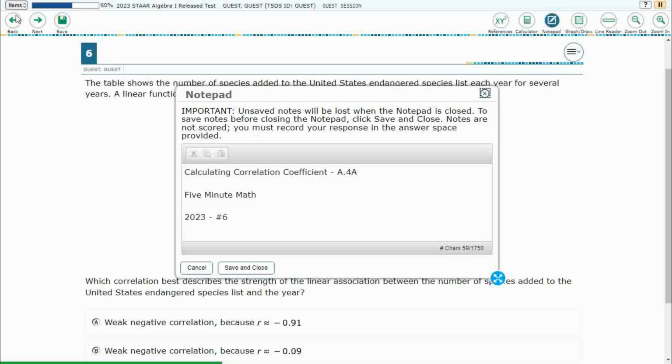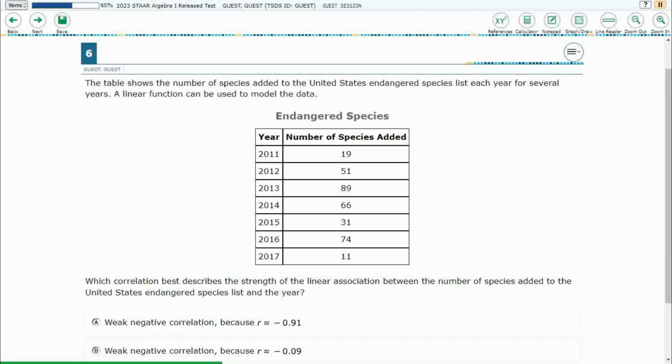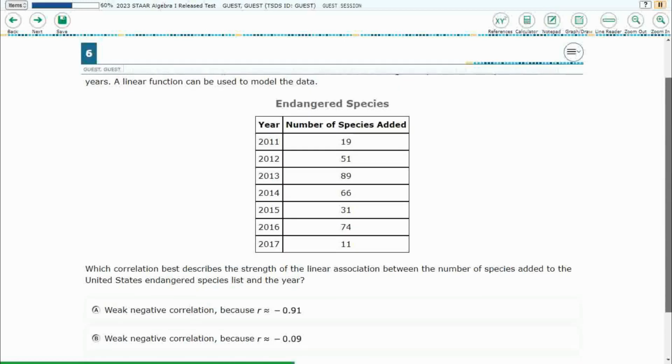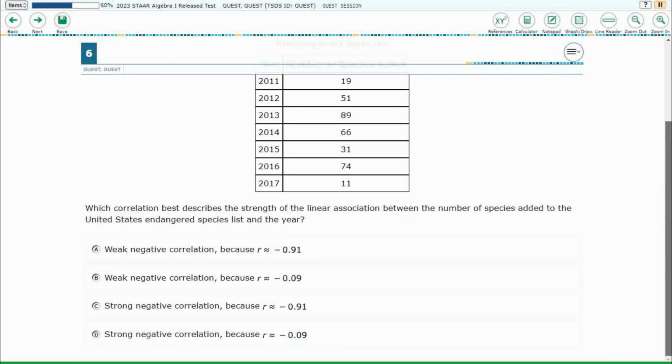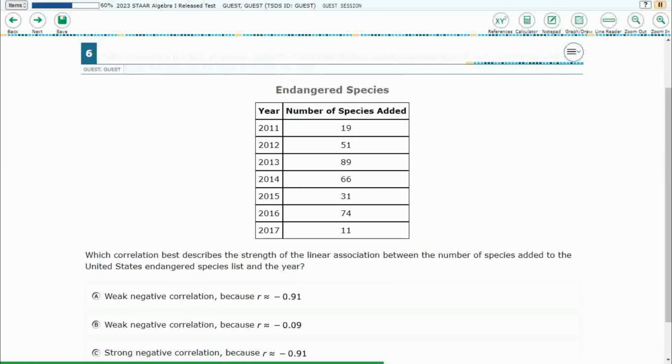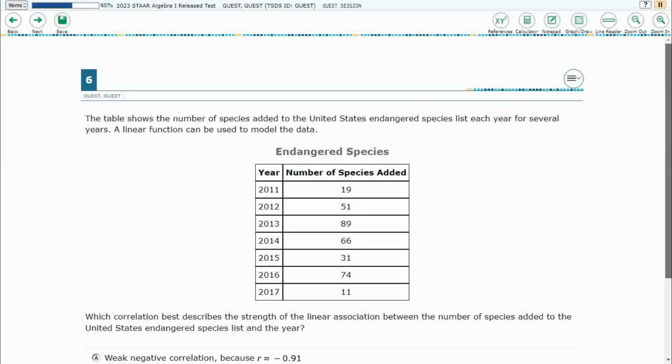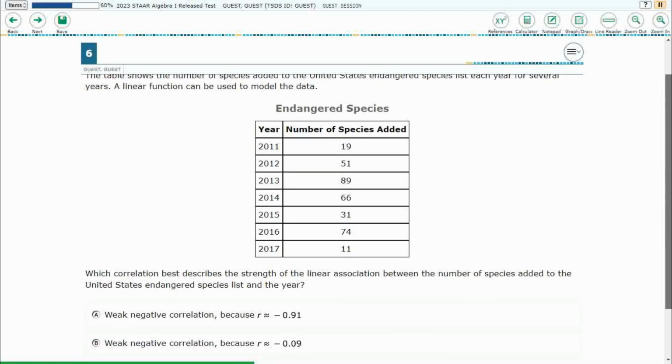Today we are looking at the Algebra 1 concept of calculating correlation coefficient. This is standard A.4A in the great state of Texas, and we are using item number 6 of the 2023 released STAAR test. If you haven't done so already, please go ahead and take a moment to pause the video, work this problem out on your own, unpause it, and we will look at our answers together.